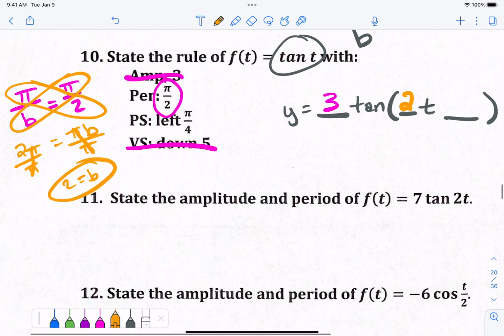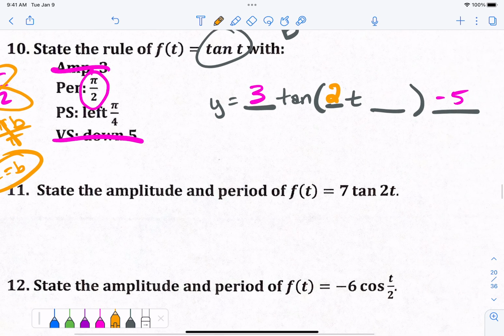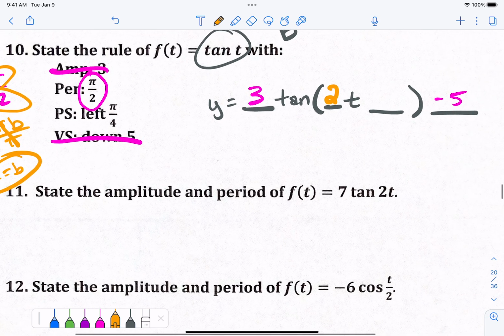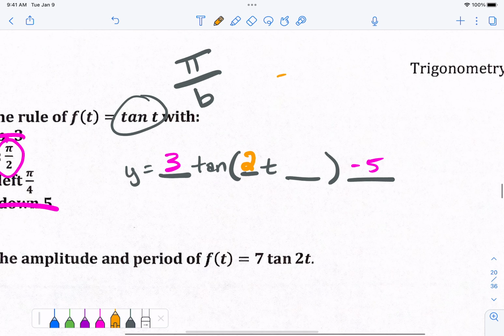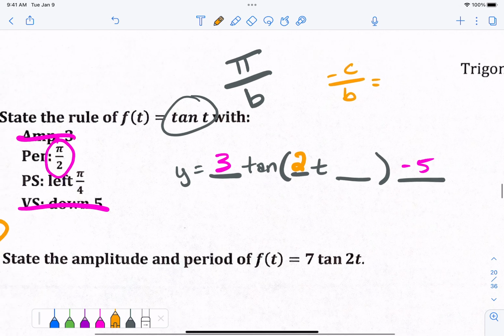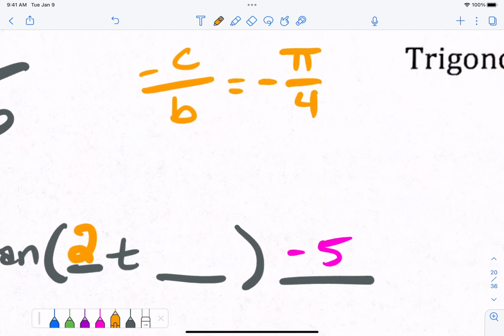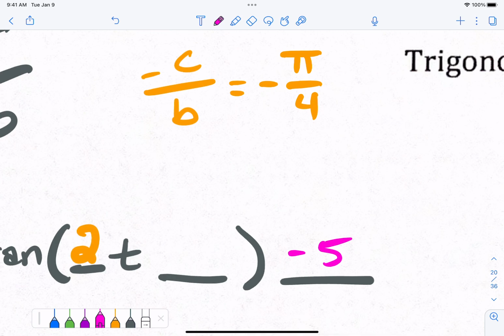All right, the last thing is that the phase shift is left pi over 4. How do you find phase shift? What's the formula that you use? Negative c over b. Yep, I'm going to do it up here. Negative c over b is equal to, what are we setting it equal to? Negative pi over 4. Did you guys catch that? Left pi over 4. So keep in mind that that means it's negative. All right, we know b. What's b? 2.